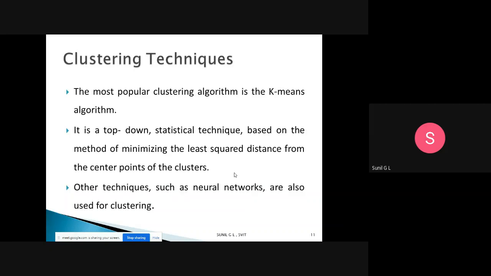The most popular clustering algorithm is the K-means algorithm. This is the algorithm we are discussing in this chapter; they have given only this algorithm. It is the top-down approach, a statistical method based on minimizing the least square error distance from the center of the clusters. This algorithm is very popular and most important. K-means clustering is a top-down approach, so we take one central point and then develop clusters based on the distance. Other techniques such as neural networks are also used for clustering.